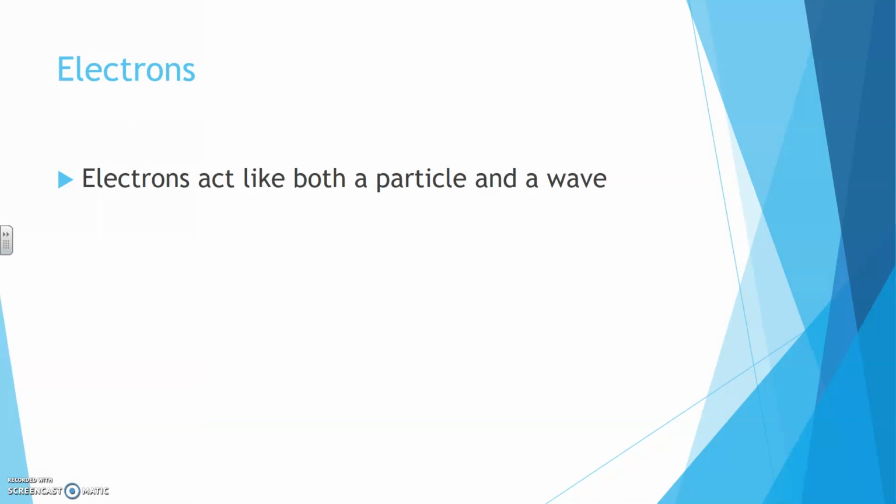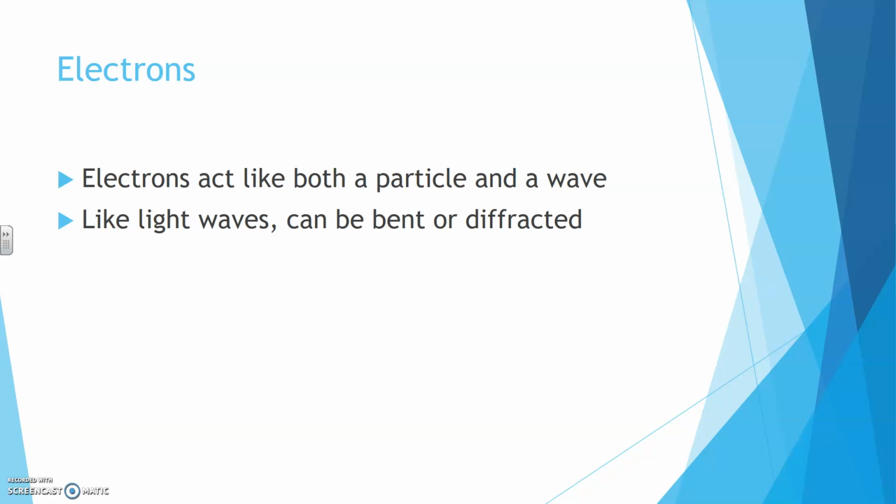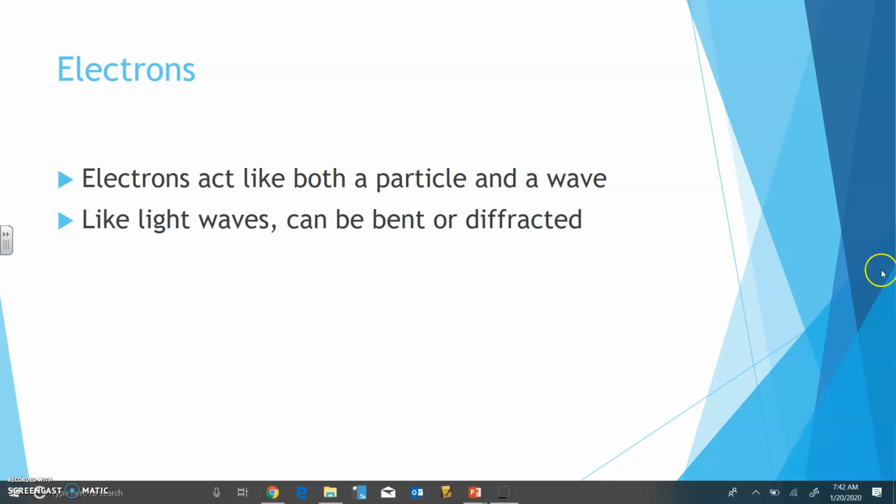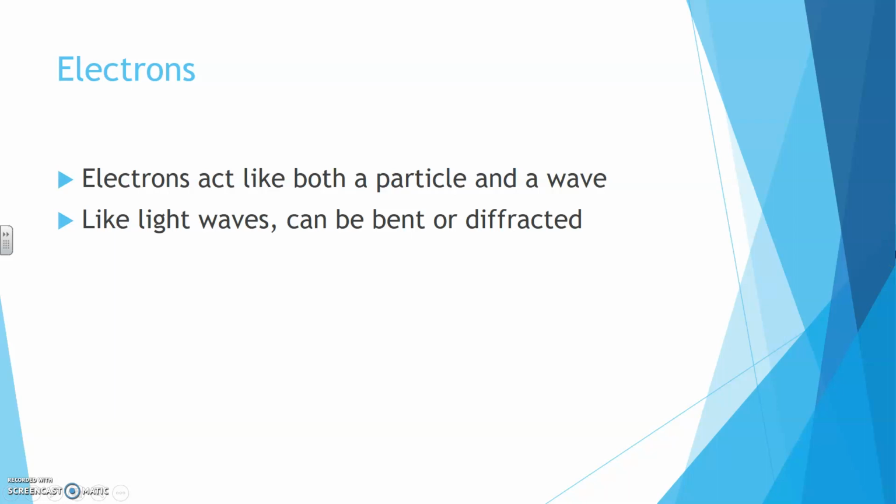So, like we were talking about in the last section, electrons can act like both a particle and a wave. So that gives them a lot of weird properties. Like light waves, they can actually be bent or diffracted. So there's a lot of kind of weird things you can do with electrons, like you can do with light, that you can't really do with other particles, other bits of matter. Okay, because other bits of matter don't work as that wave. And there's a lot more kind of wiggle room, obviously, with a wave than there is with just a particle.